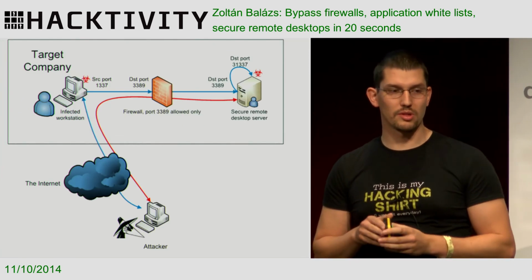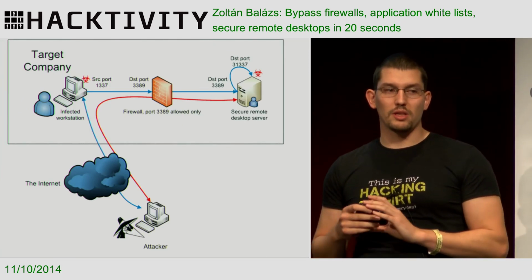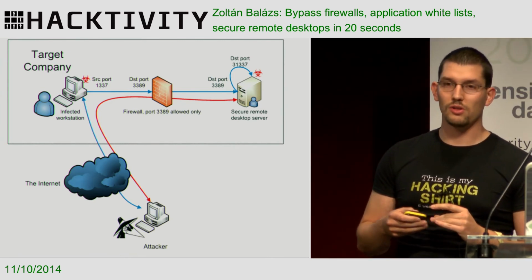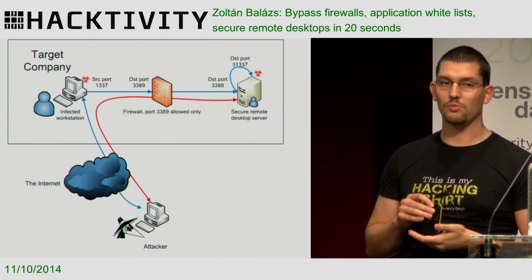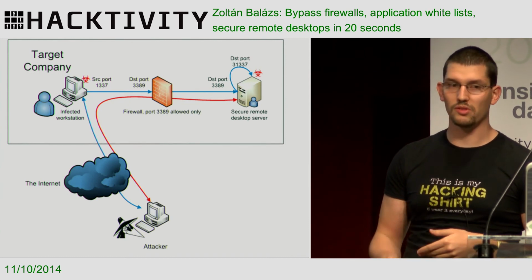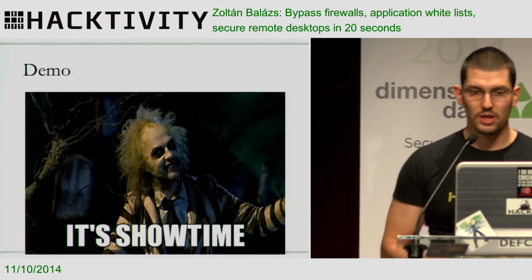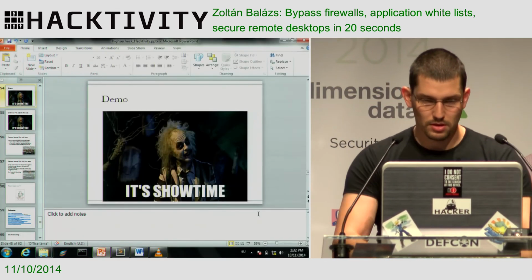So this is how it looks like. I, as an attacker, access the infected workstation, setting up the TCP source port and connecting to the RDP server port. I can reach my bind shell. Now let's see it together.